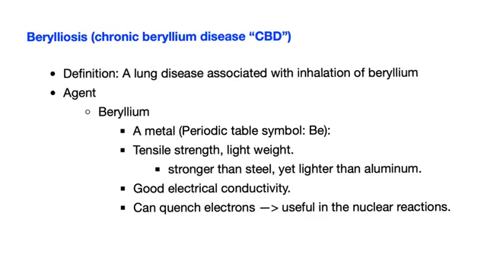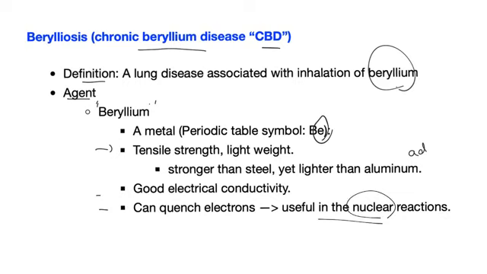Next, we have berylliosis, chronic beryllium disease, or CBD. Definition: it's a lung disease associated with inhalation of beryllium. The agent here is beryllium. It's a metal. In the periodic table, it's Be. It has tensile strength, lightweight, stronger than steel, yet lighter than aluminum. This sounds like an ad. It has good electrical conductivity and it can quench electrons, and it's useful in nuclear reactors.